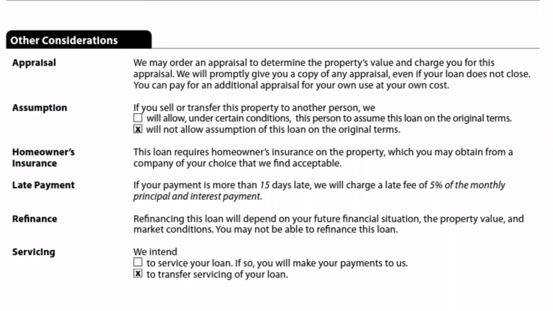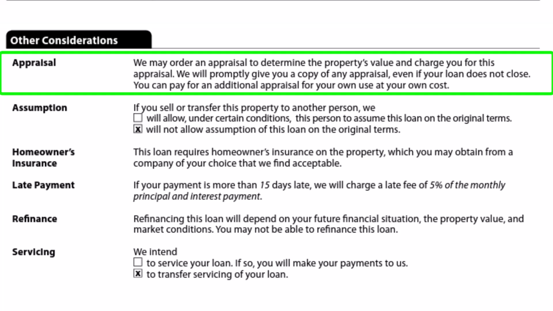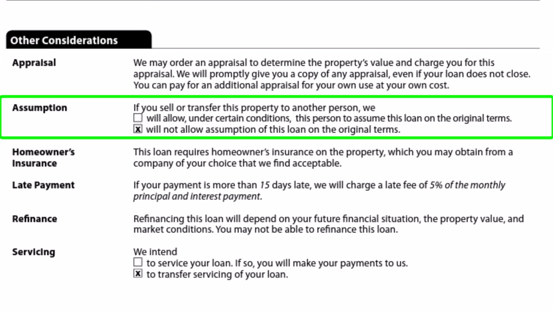Next section is titled Other Considerations, and this includes specific information relevant to the loan. This section may vary depending on the loan type or the size of your down payment. Now, here's what each item in this example refers to. Appraisals. Now, these are necessary to establish the value of your home and are required for any home purchase. Assumption. This lets a lender state whether or not this loan, including its terms, can be transferred to another person if you decide to sell the property.